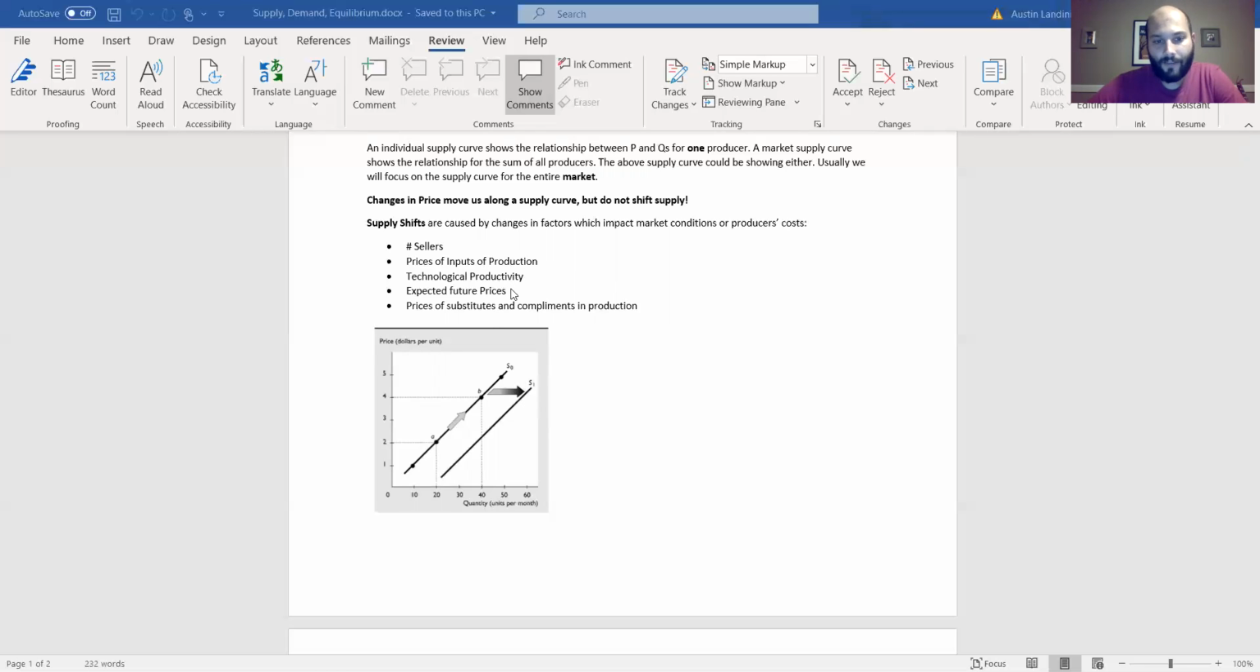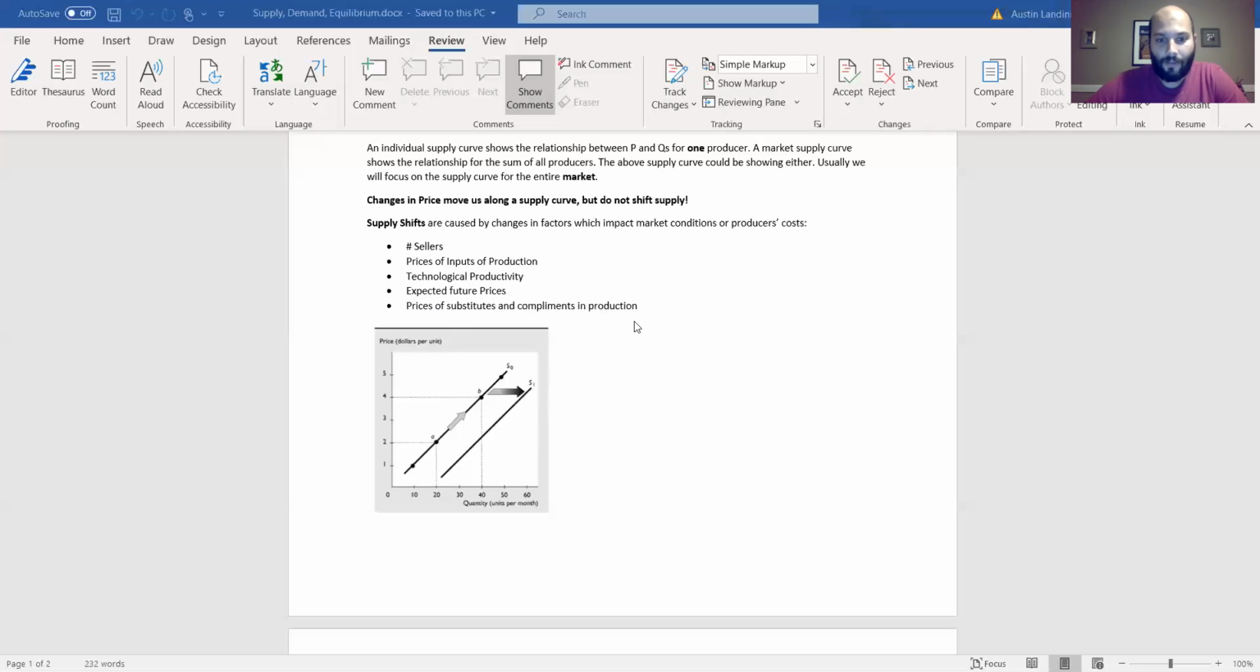Expected future prices: here, if suppliers are expecting prices to be really high in the future, do they want to sell right now? No, they would rather wait and sell when the prices are high. If suppliers expect prices to be relatively low in the future, maybe they would rather sell now. So here we could get an increase in supply if suppliers expect that in the future prices are going to be lower than they are today.